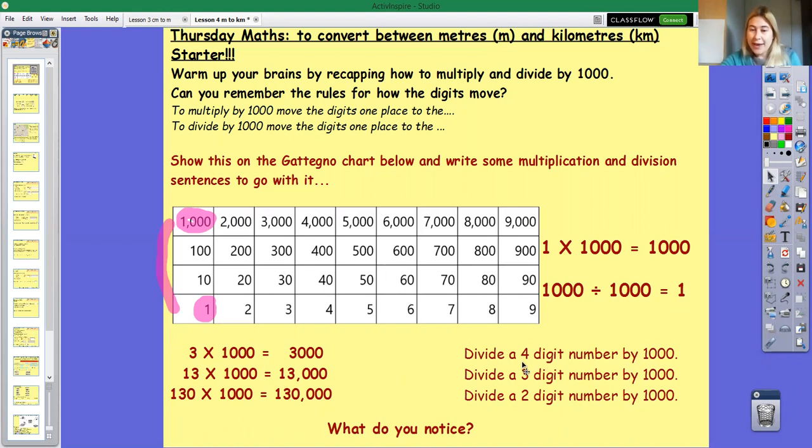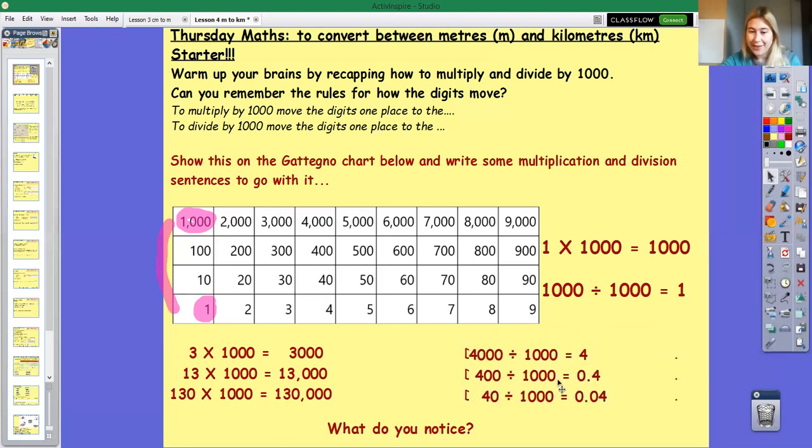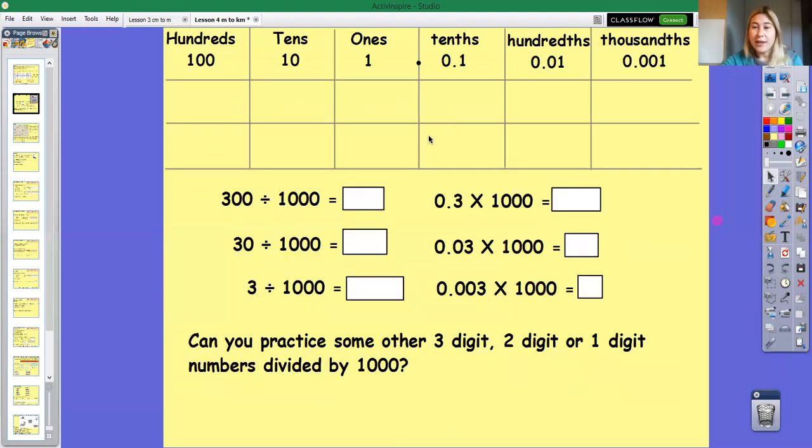Now, when you were dividing your 4-digit number, then your 3-digit number, and then your 2-digit number, I wonder what you noticed this time. Here are the numbers that I divided. I noticed that we were going into our decimals this time, because if I divide a 4-digit number by 1,000, I end up with a 1. So if I have anything smaller than a 4-digit number and I divide it by 1,000, I'm going to end up with tenths or hundredths or maybe even thousandths. I want us to explore that a little bit more.